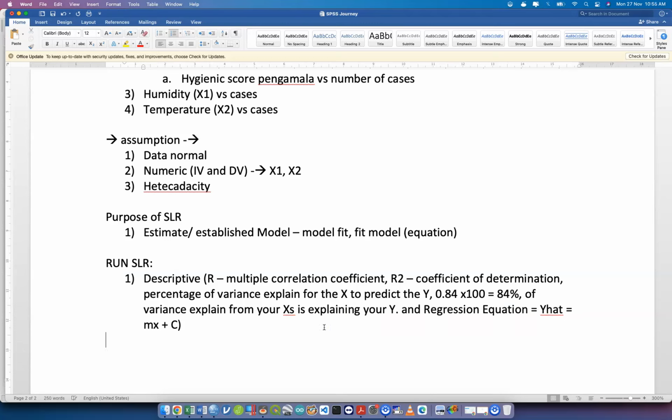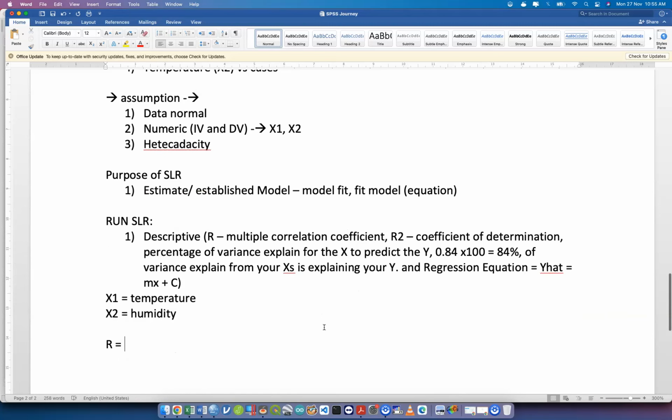Example. I took one example. My X1 is actually temperature. My X2 is actually humidity. Let's say this is the example. So I got the R multiple correlation coefficient is 0.989. Wow. Quite big. And then I got the R square. The R squared I got is around 0.873.